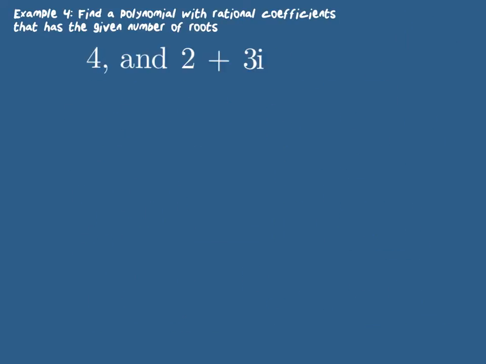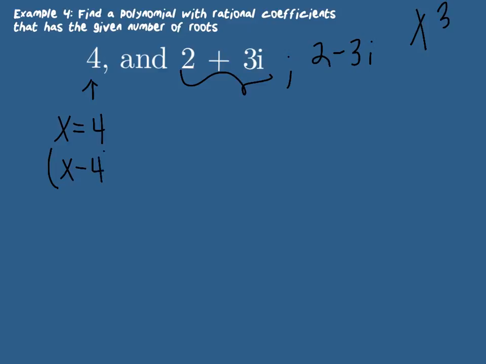So our last example, we're given the roots 4 and 2 plus 3i. Now again, don't forget that since this is a complex number, we also have its conjugate, so we have 2 minus 3i. So really, the degree of this polynomial is x to the 3rd. Okay, so what we need to do is multiply this out. But before we multiply it out, we need to write our factors. So basically it's saying x equals 4. Okay, that's a 0. But we need to know its factor, which would be x minus 4.